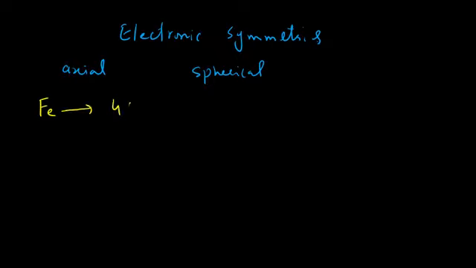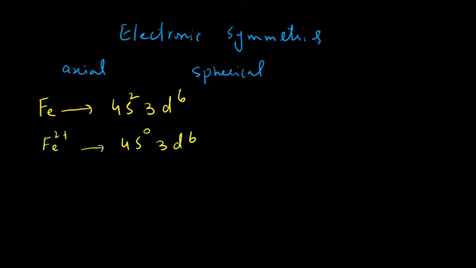For iron, the electronic configuration is 4s2 and 3d6. If we take an ion, iron plus, then the electronic configuration is 4s0 and 3d6. So here, for the electronic configuration, there are two cases.